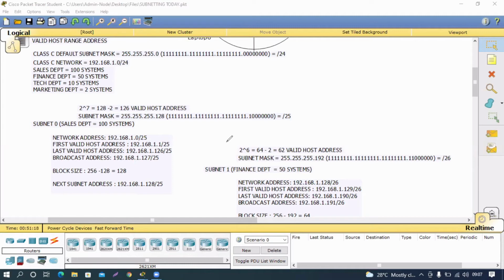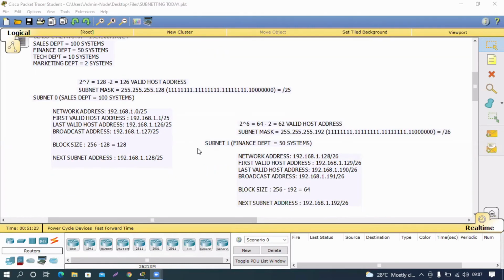Okay, so let's take another example. There is your finance department. There is your subnet number 0, subnet number 1. For the finance department, we have to find the subnet mask. To find the subnet mask, we always use the default mask.